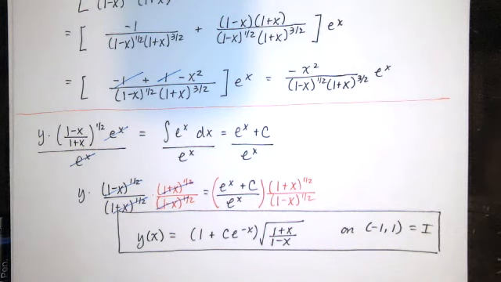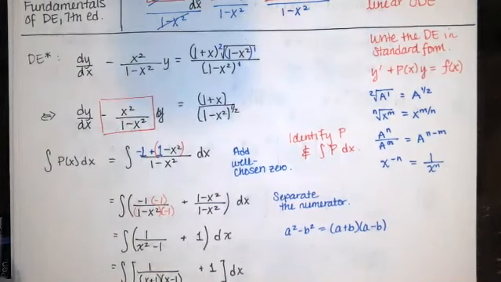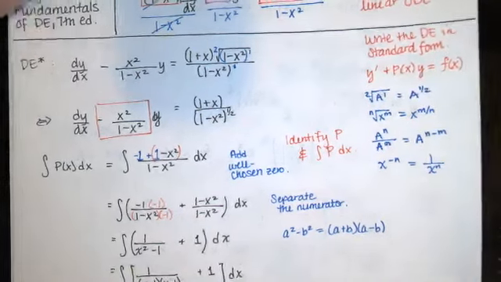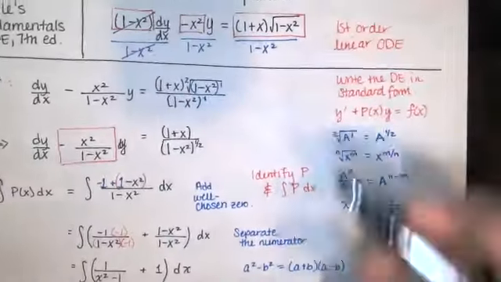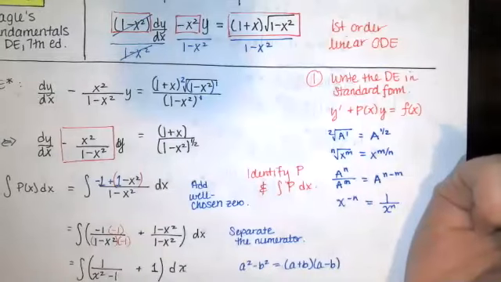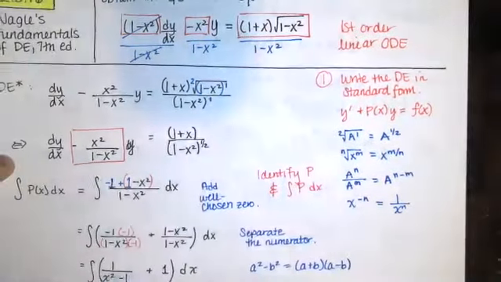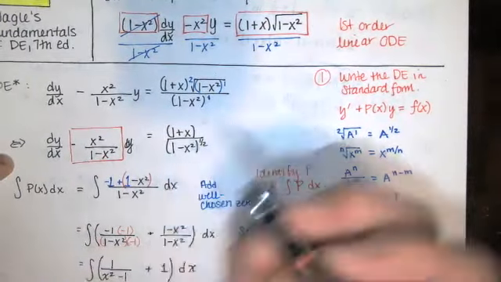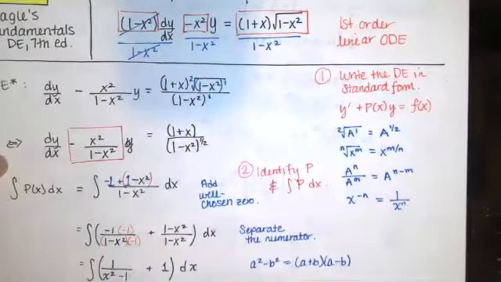So remember, we did a lot this time. Let's talk about solving first-order linear differential equations. It's actually just a few steps, but those steps are pretty involved, and there was a lot of algebra on this one. First, we write the differential equation in standard form. Then we identify P and anti-differentiate it.